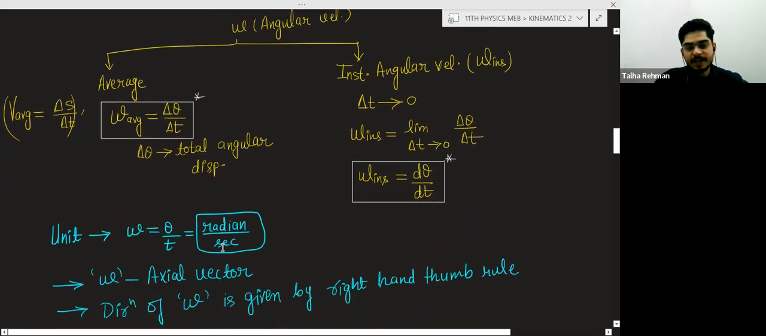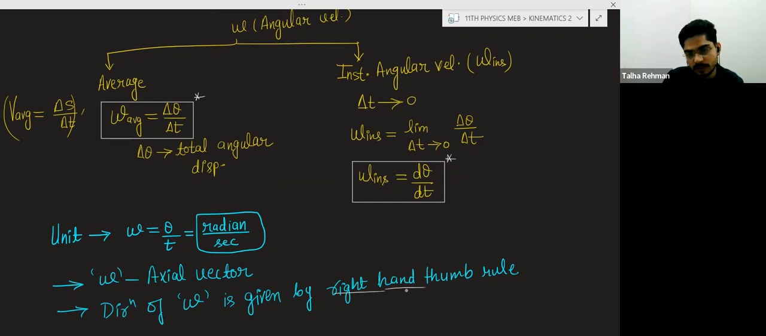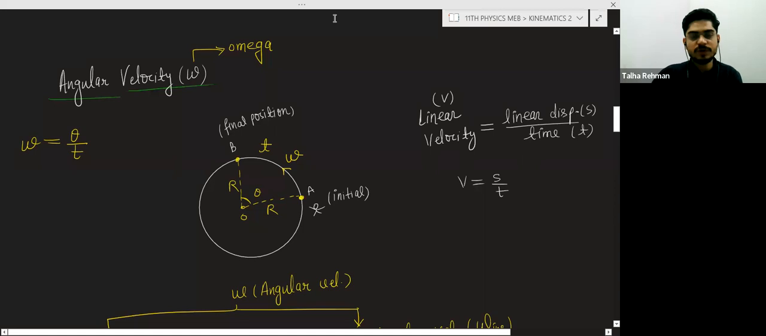The unit is radian per second. Omega is basically angular displacement divided by time, so it can be written as radian per second. Omega is also an axial vector. The direction of omega is also given by the right hand thumb rule. Okay, so now you can note down fast.